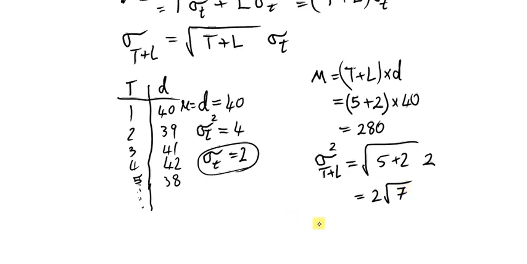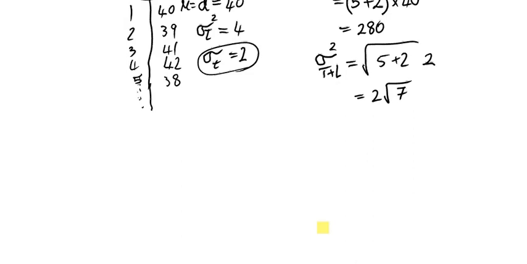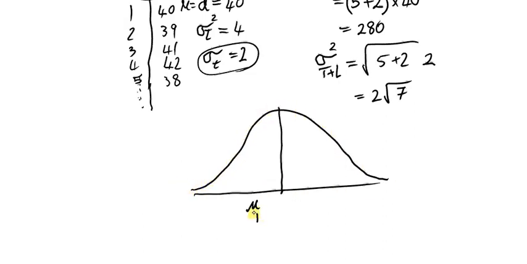Now, safety stock depends on how much confidence we want to have, or what service level we want to have. So let's think about this. If the demand follows a normal distribution, with expected demand during the time interval plus the lead time of 280 and a standard deviation during T plus L of 2√7, and if we plan our inventory system based on 280, there is a 50% chance that the demand will be less than the expected amount. There is also a 50% chance that demand will be more than the expected amount. So this is not a good idea to set your M at this level.